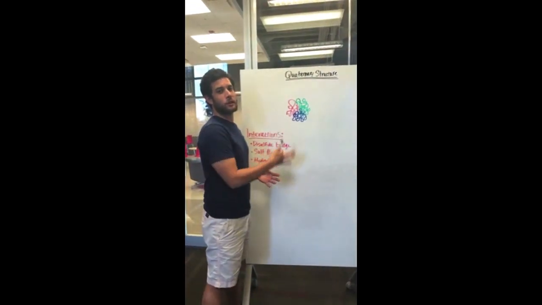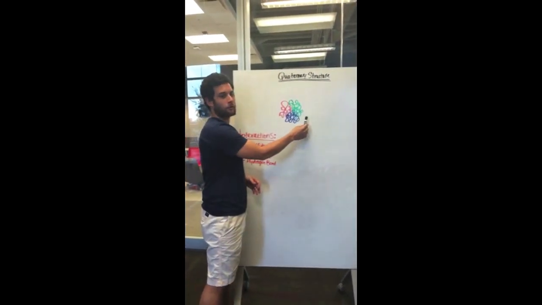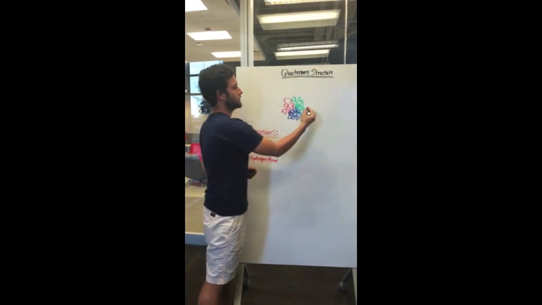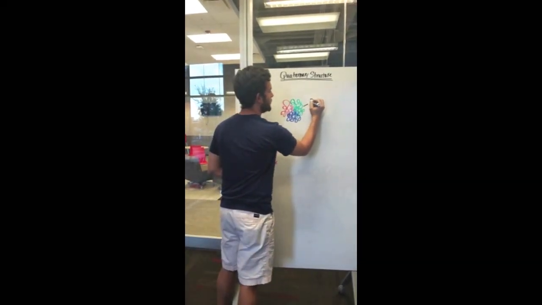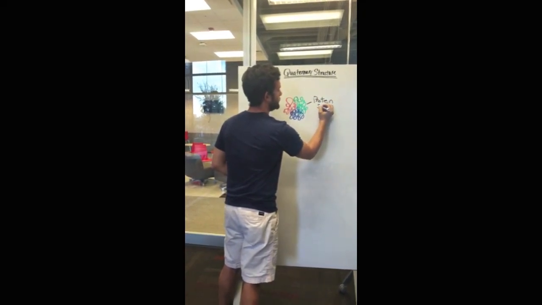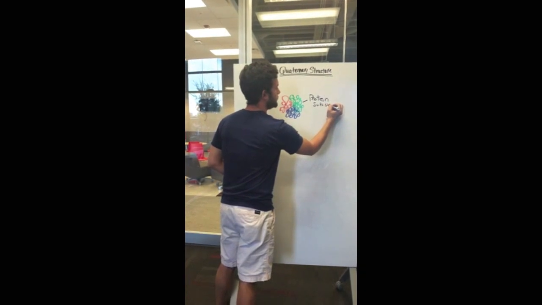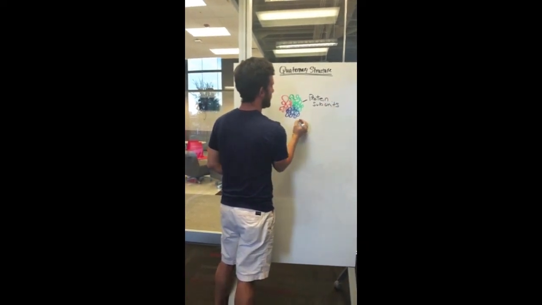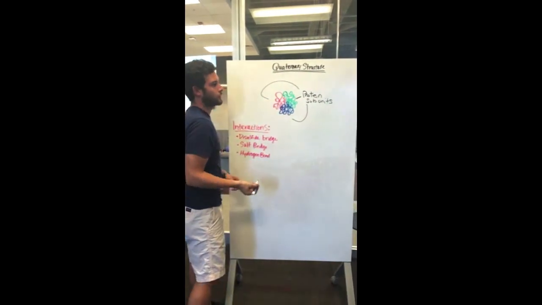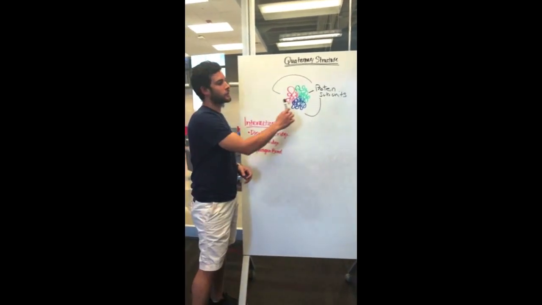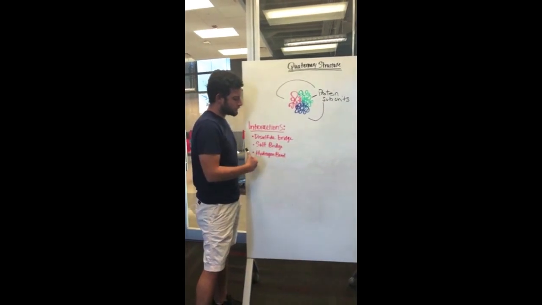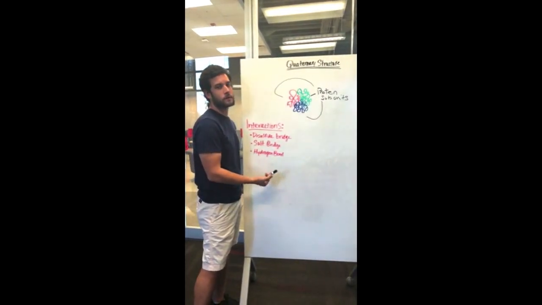The quaternary structure is made up of 2 or more subunits, these protein subunits. And these are all protein subunits. The interactions between protein subunits are disulfide bridges, salt bridges, and hydrogen bonds.